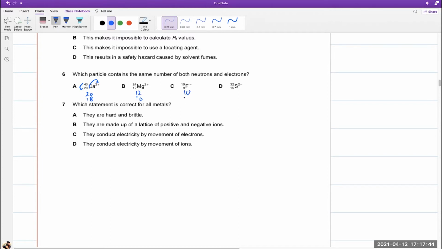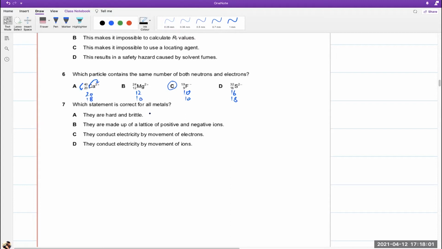19 minus 9 is 9, and 9 minus 1 is 10. So 19 minus 9 is 10, and electrons be 10 ho gaye. So this is the answer. 32 minus 16 is 16, and 16 minus 2 is 18. So ye bhi nahi ho sakta.